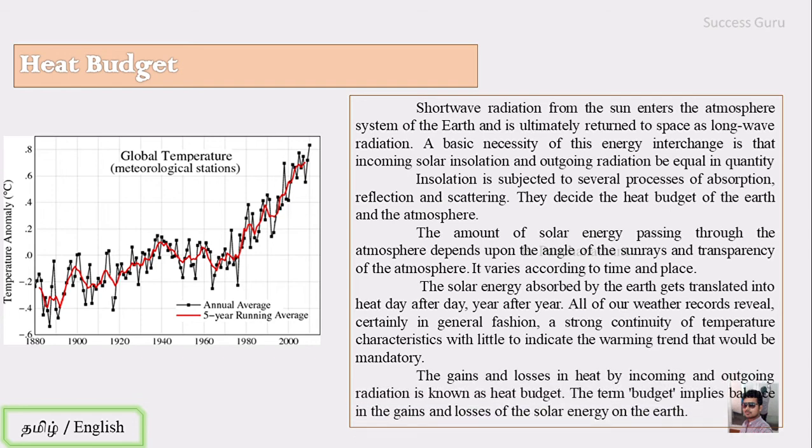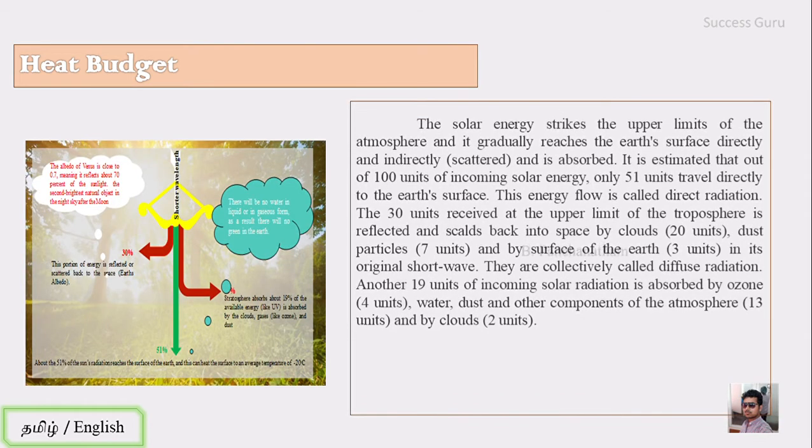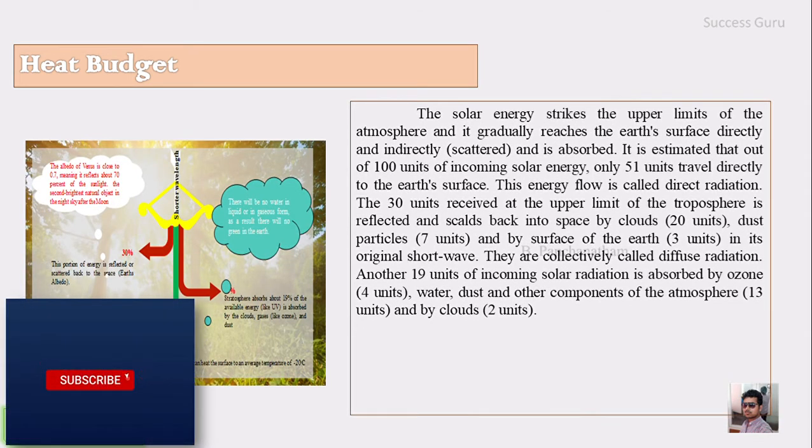So the gain and the loss in heat by incoming and outgoing radiation is known as the heat budget. The term budget implies the balance of the gain and loss of the solar energy on the earth. So to see a bit of detail of the heat budget, we will try to have some sort of equation that we already did in our previous video. So we'll just recall it in a shorter way.